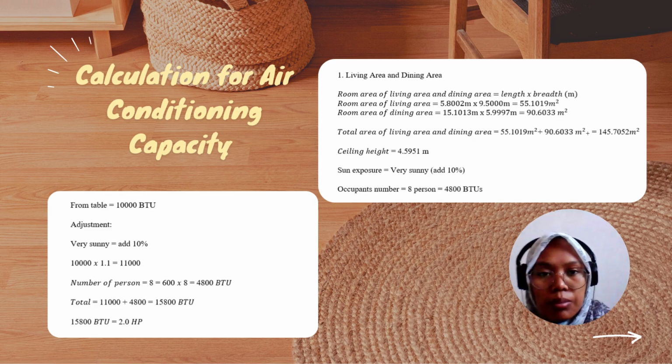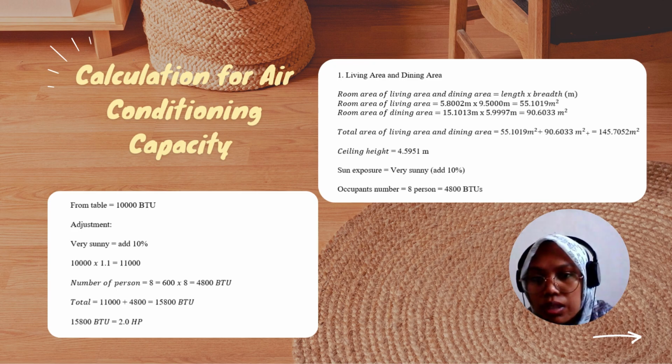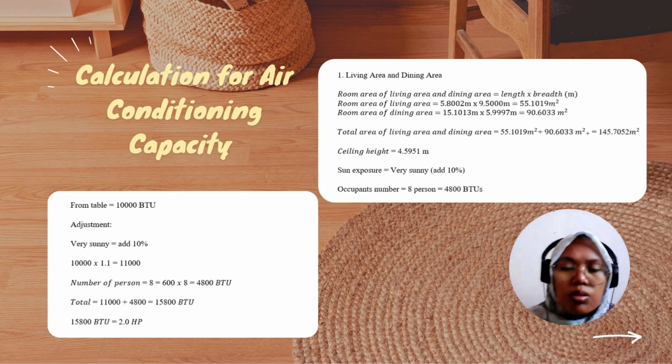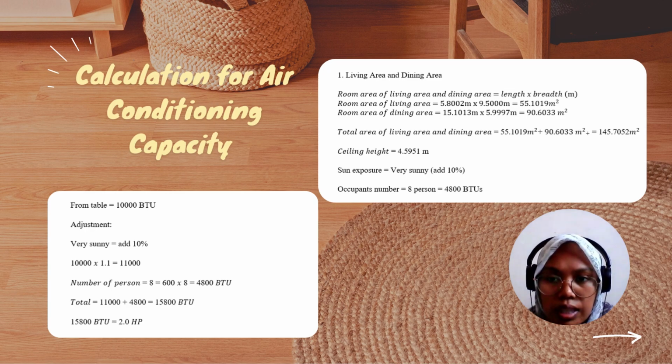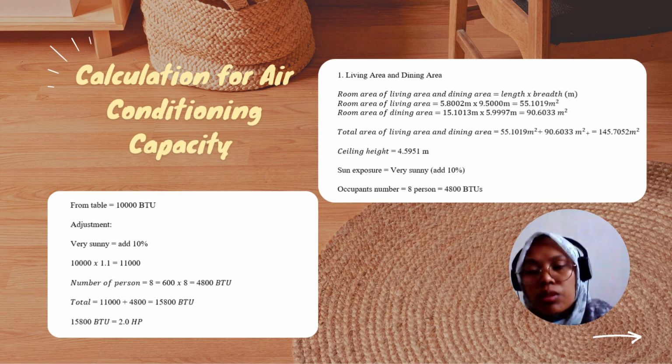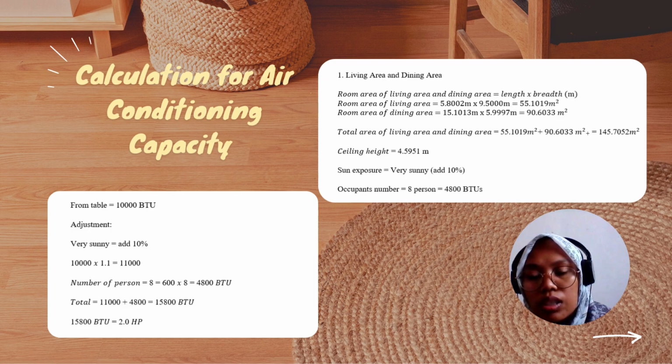So the occupant number is 8 persons, it is 4,800 BTU. From the table it is 10,000 BTU. So for the adjustment, it is very sunny, hence we need to add 10%. Then 10,000 times 1.1 equals 11,000. Number of persons will equal 4,800 BTU. Then the total will equal 15,800 BTU.